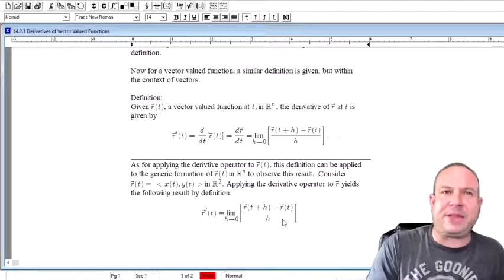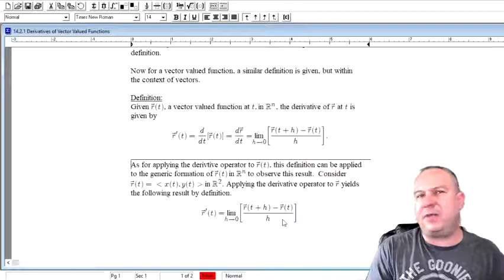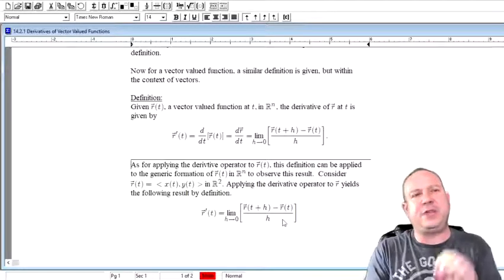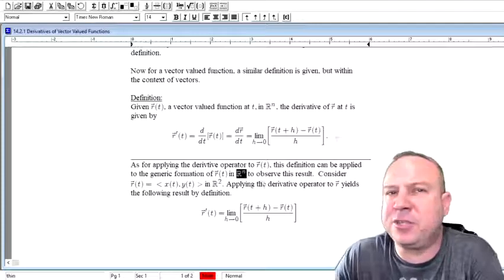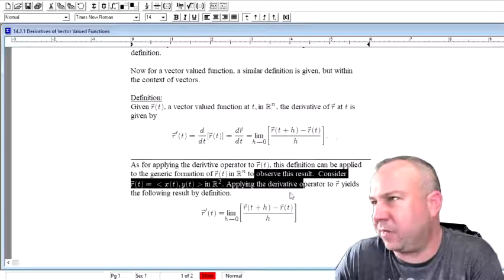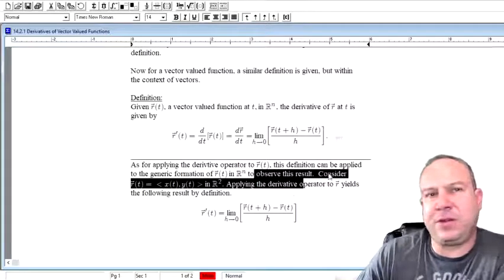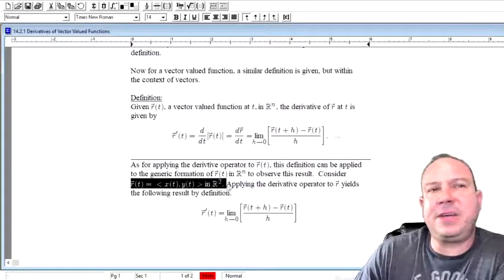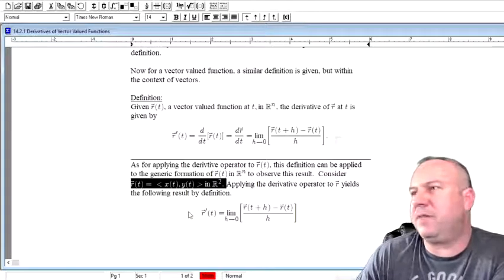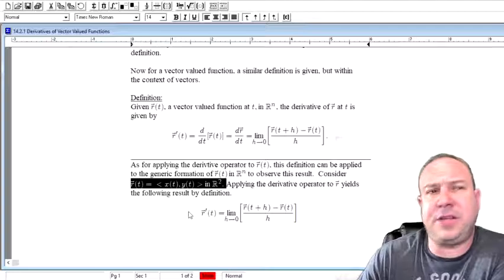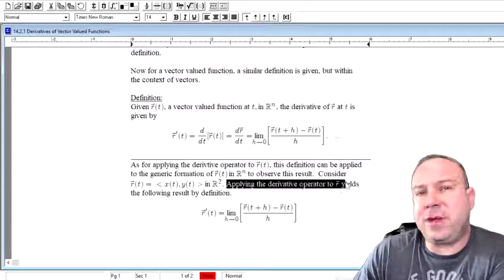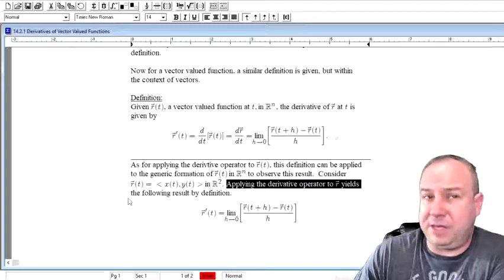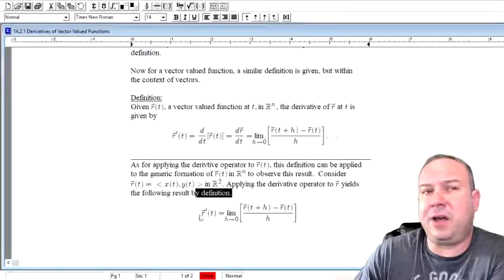As for applying the derivative operator to some vector valued function, the definition can be applied to the generic formation of r bar of t in some n-dimensional space to observe this result. And that's what I do here in the notes. I considered, to begin with, a vector valued function in two-dimensional space, r bar of t equal to x of t comma y of t in 2 dimensions. Applying the derivative operator to r bar, in this case, yields the following result, right?